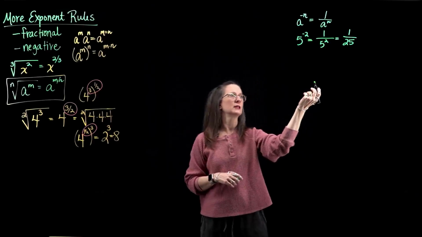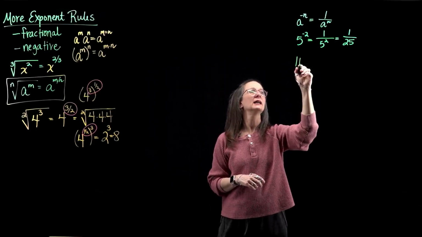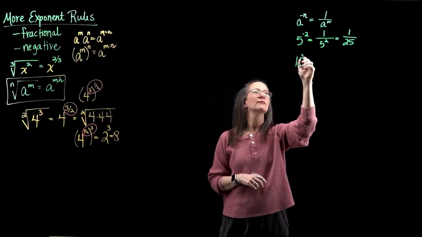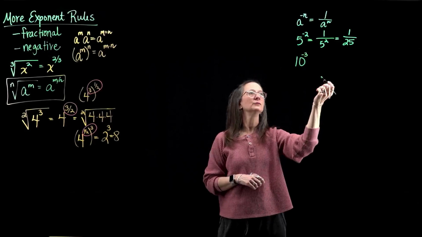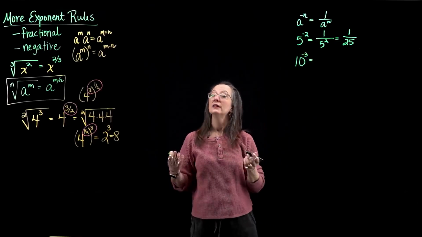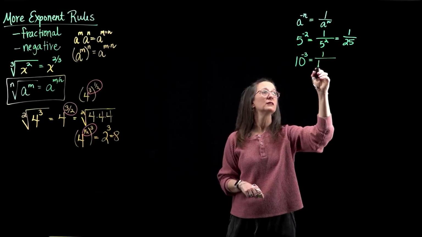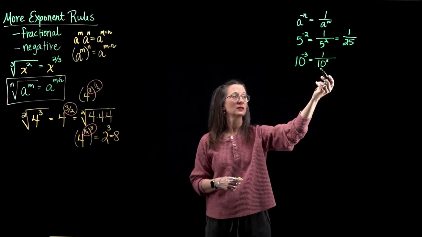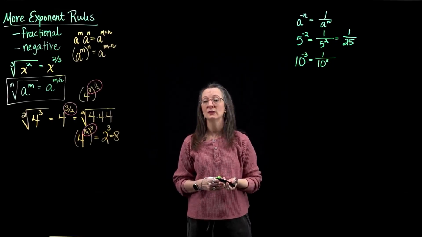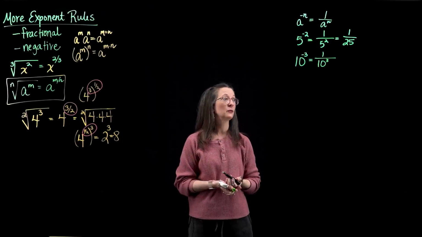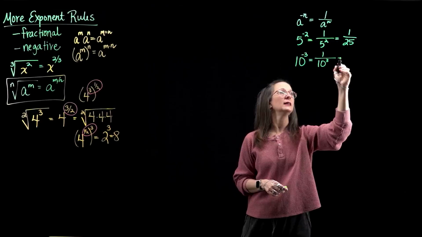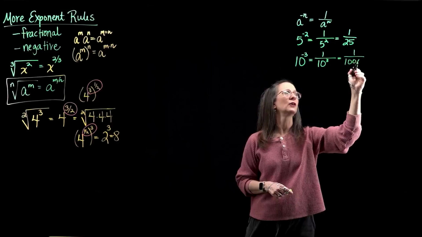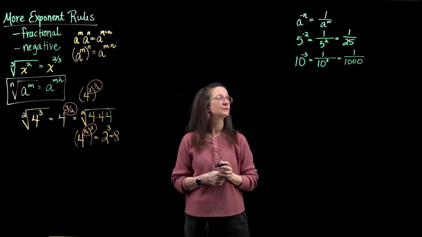So let's look at another example. If I had 10 to the, say, negative 3 power, this would be 1 over 10 to the 3rd power. The negative tells us to bring that number to the denominator, but we keep the positive power. Then I can evaluate 10 to the 3rd power. That would be 1 over 1,000.